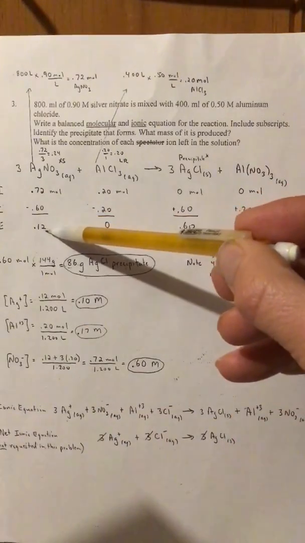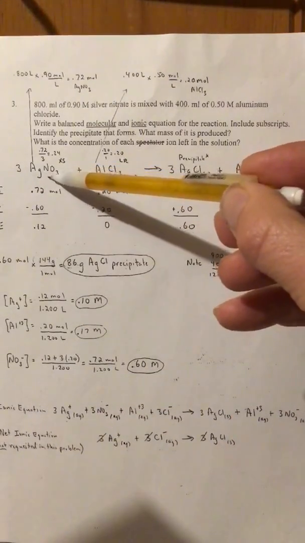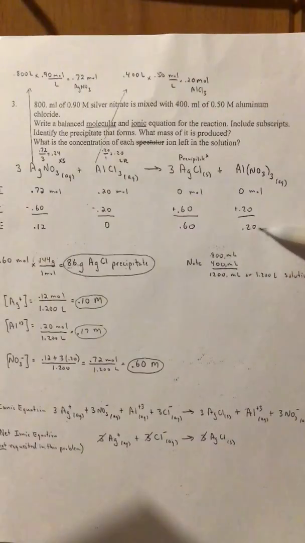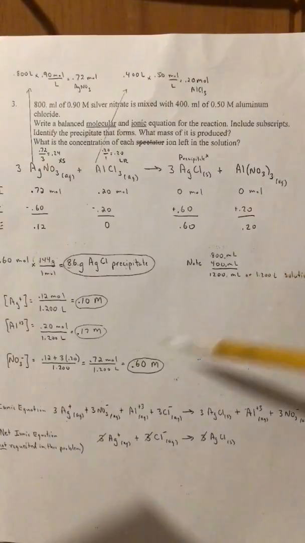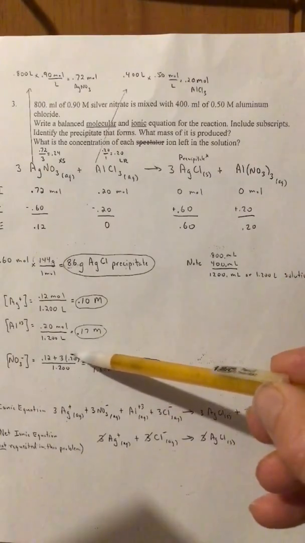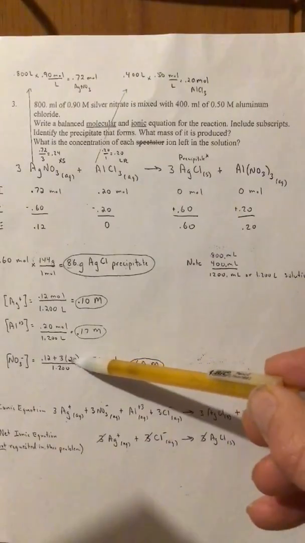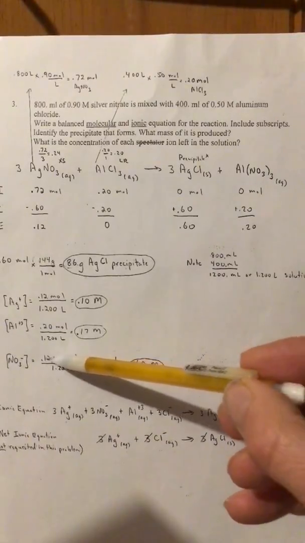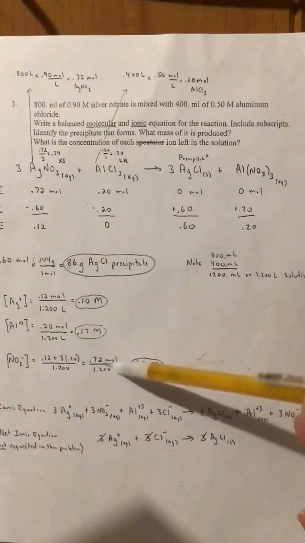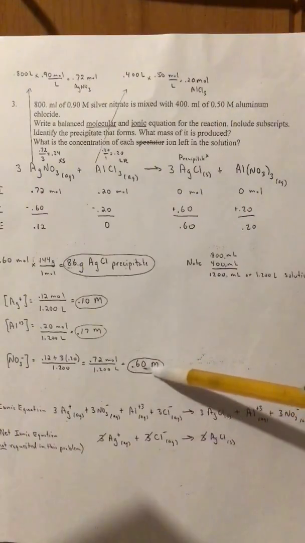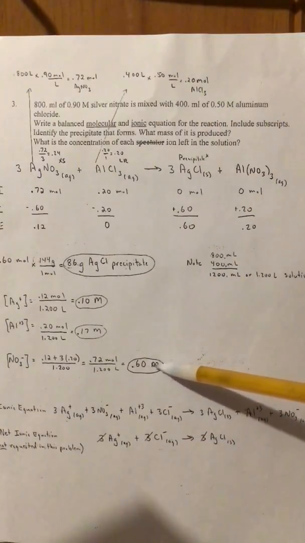I have 0.12 from over here, and I have 0.20 from here, except it's like a triple-decker cone. It's a 3-to-1 ratio, so I got to take 3 times 0.20 here, and ultimately that 3 times 0.20 is 0.60 plus 0.12 gives me 0.72. Divide that by the total liters, and I get 0.60 molar right here.